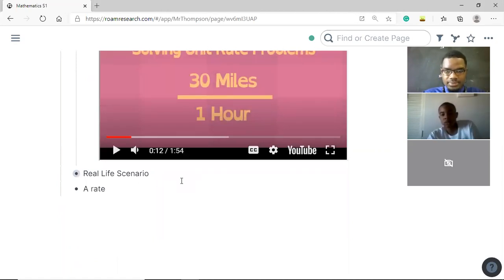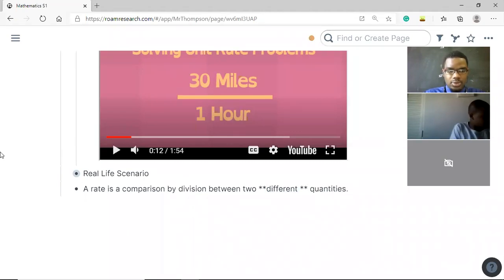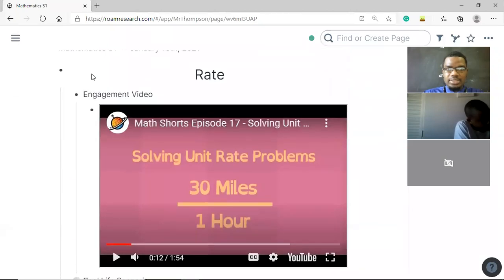A rate, right? A rate is a comparison by division between two different, we highlight the word different, quantities. So let's go back to the example yesterday.